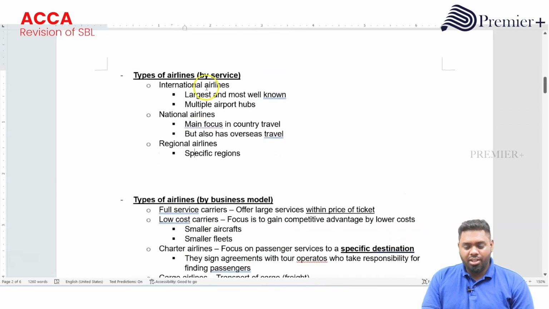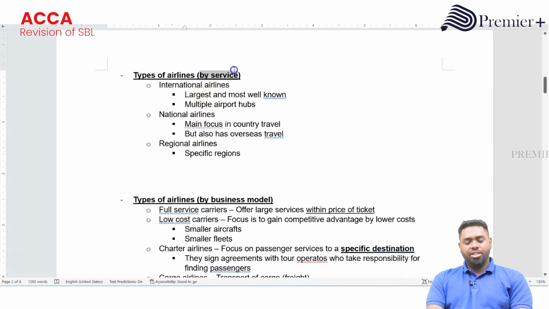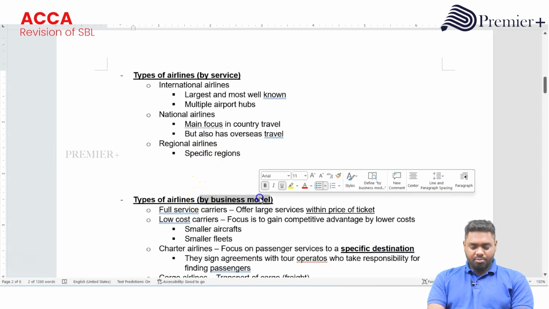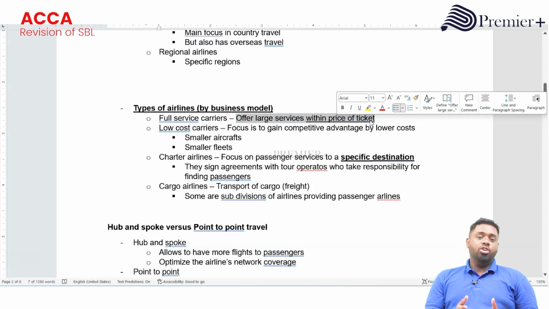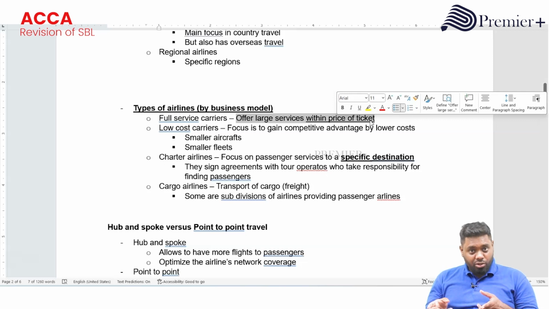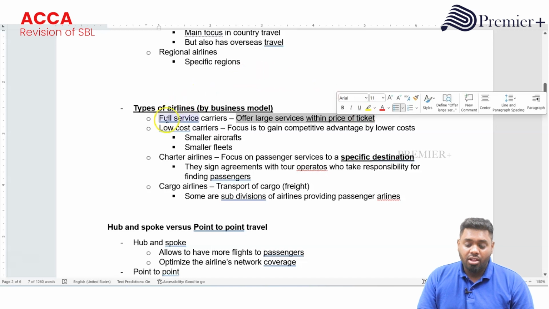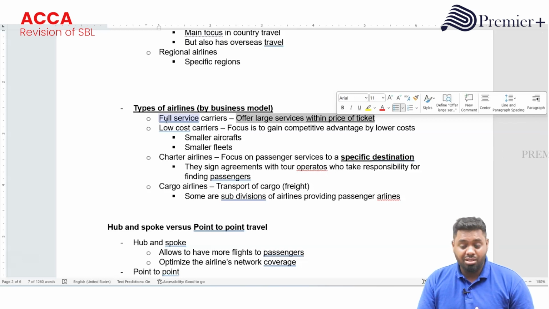Next, we'll look at the types of airline. Earlier we looked at airline classification by service. Now we'll look at airline classification by business model. If we look at business model, we have full service carriers, where they offer large services within the ticket price. It's a very expensive ticket, and it not only includes the price for traveling but also the price for other services. That's called full service carriers. And before Coges launched their airline, full service carriers were dominating the market.